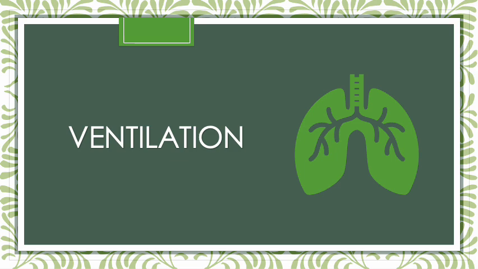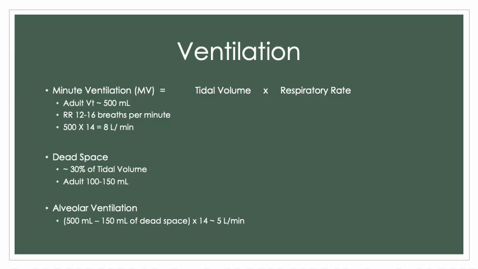Next, moving on to ventilation. So ventilation, you have to think about minute ventilation, which is tidal volume times respiratory rate. Ventilation is driven by metabolic demand, and in an adult patient, a normal tidal volume is roughly 500 mLs. Respiratory rate is 12 to 16 breaths per minute. So if you multiply tidal volume times respiratory rate, it's roughly 8 liters per minute of minute ventilation.